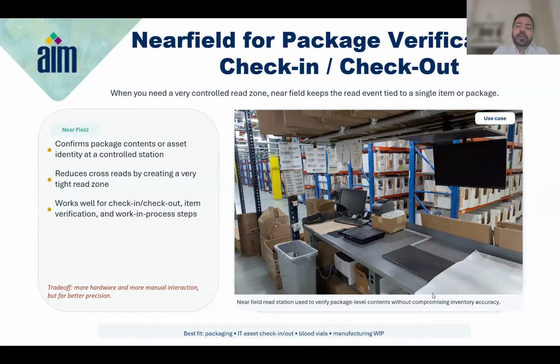The trade-off for this is you're going to need more hardware. These antennas are not designed to be tuned to boost the range beyond what they're really designed to do. It's strictly a near-field application. That being said, it's far more precise. Whether you're tapping and going check in, check out, or just validating what is inside a box that you place on it, the read zone is very constrained. As a result, we can get very accurate reads and verifications out of this.